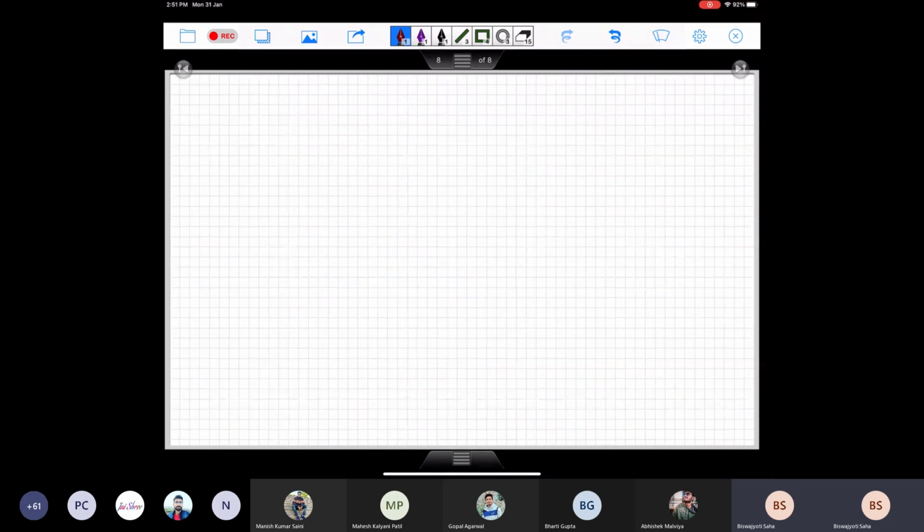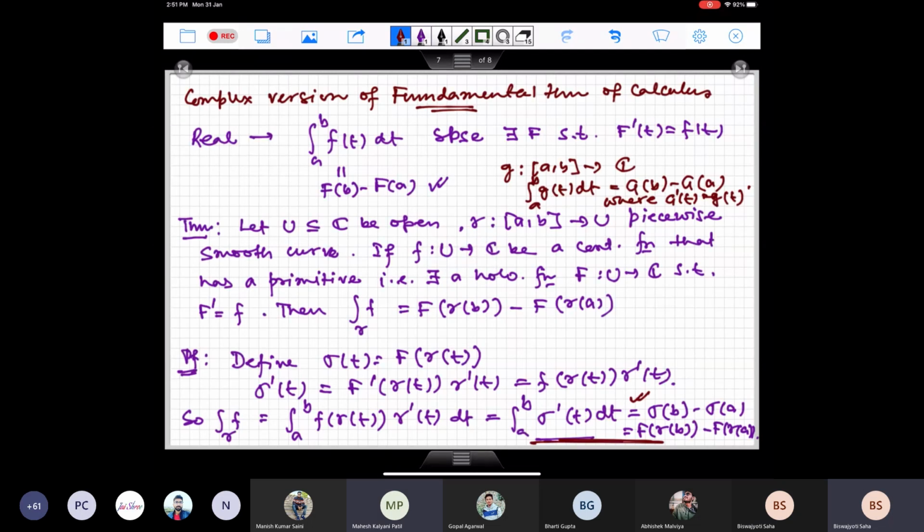Fine, this is what I have, and now let us go to some interesting points once I have this. Sir, doesn't this imply that for any path we get the same integration? Sorry? For any path we get the same integration. For any path, meaning any path between a and b, you meant? Yes, sir. So first of all, my gamma b and gamma a could be different, right?